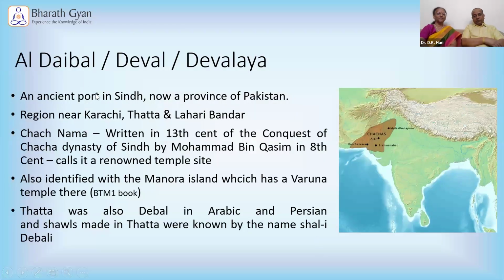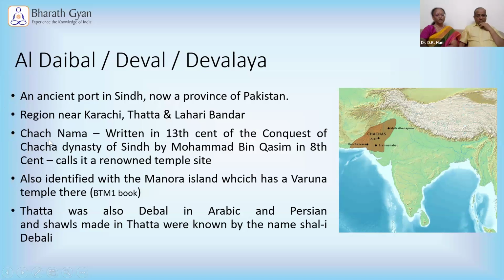So Al-Daibal, if you trace where this Al-Daibal that he spoke about is, you will find that it was called Deval or Devalaya. Look at the term Devalaya, a very Bharata term. And this is traced to the region around Karachi, Thatta and Lahari Bandar, which are all now in the Sindh, which is a province of Pakistan today. And that is actually around this region. So this is where Karachi is. So this Al-Daibal, as he called it, or the Devalaya as it was also called, is around this region.